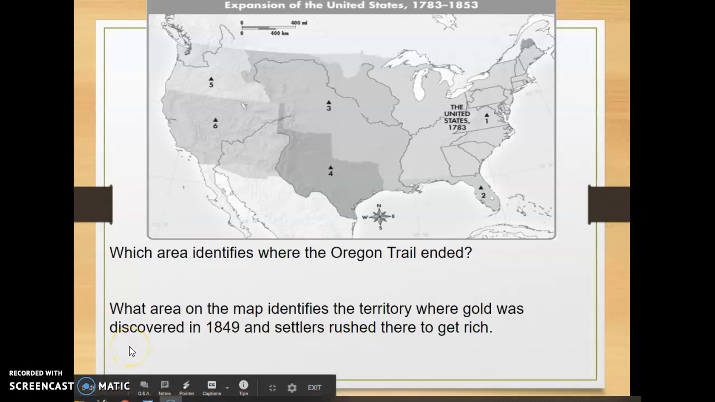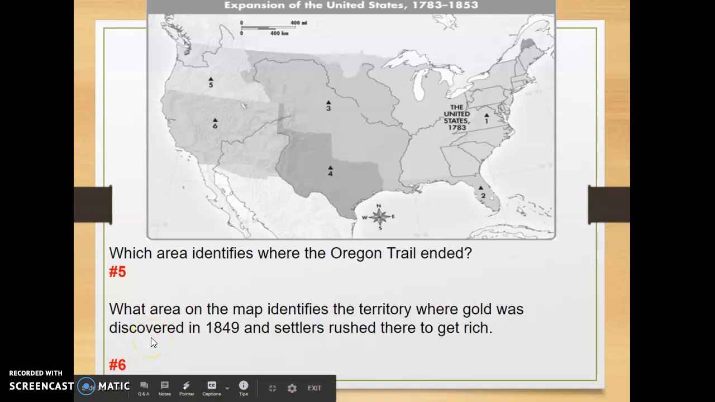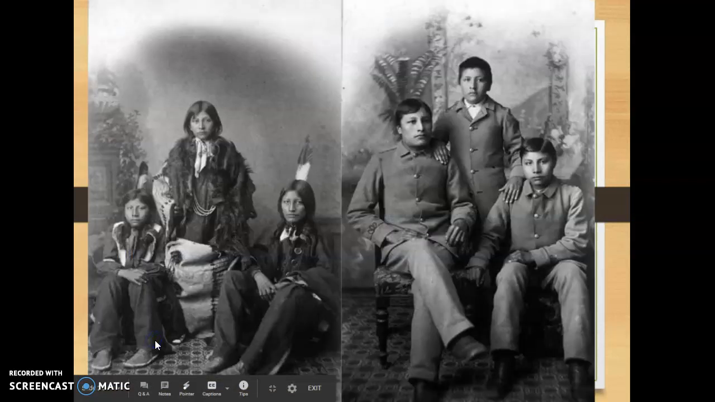All right, everybody, so welcome back. The question says, which area identifies where the Oregon Trail ended? And if you put area 5, you were correct. And area 6 for the next one, which area on the map identifies the territory where gold was discovered in 1849? And finally, this picture here of Lakota Sioux Native Americans.